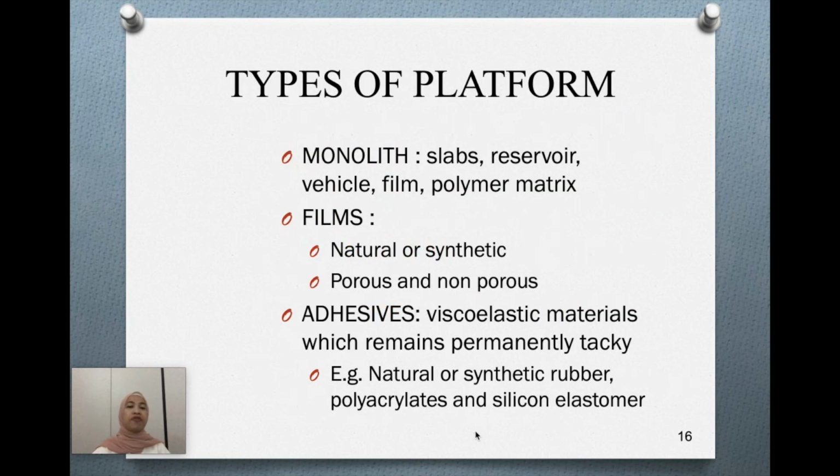So types of platform, it can be monoliths, which are slabs, reservoir type, vehicle type, film, polymer matrix. Films, it can use natural or synthetic polymers. It can also be porous or non-porous. And adhesives that you use, it has to be viscoelastic materials, which remain tacky or sticky. So normally you use natural or synthetic rubber, polyacrylates, or silicone elastomer.